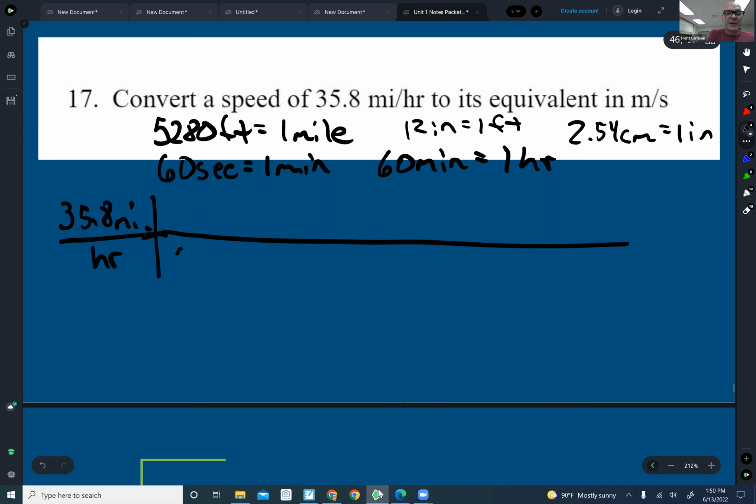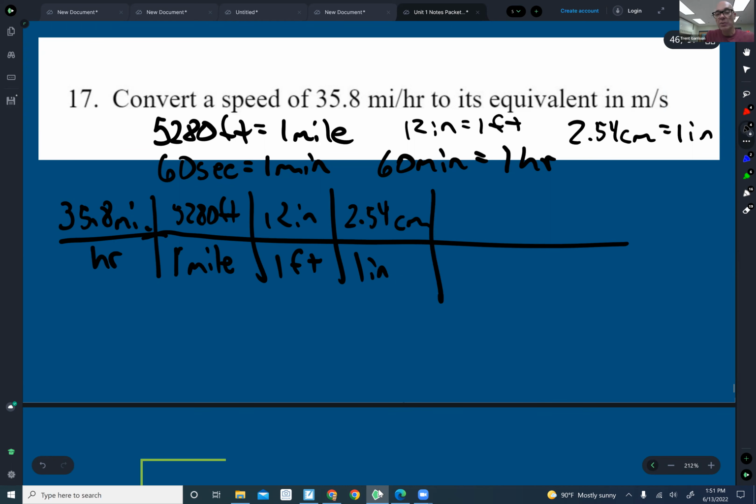So I've got 1 mile is equal to 5,280 feet. For every 1 foot, there are 12 inches. For every 1 inch, there are 2.54 centimeters, and there are 100 centimeters per meter for 1 meter. So now I got what I wanted in.